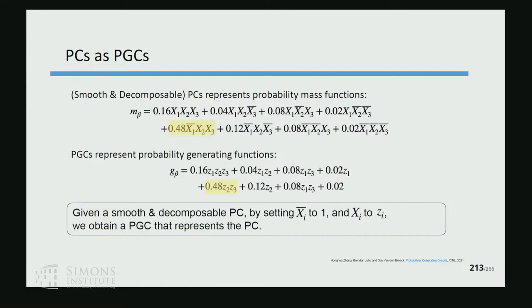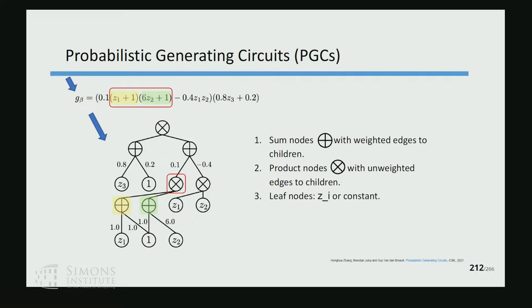I just need to take all of the positive literals and turn them into these z variables. And I have to take all the negative literals and turn them into the number one. That means that I can take a probabilistic circuit with 500 million edges, and I just replace all x1 by z1, all not x1 by 1, and now I have a probability generating circuit, a probabilistic generating circuit, that looks like this.